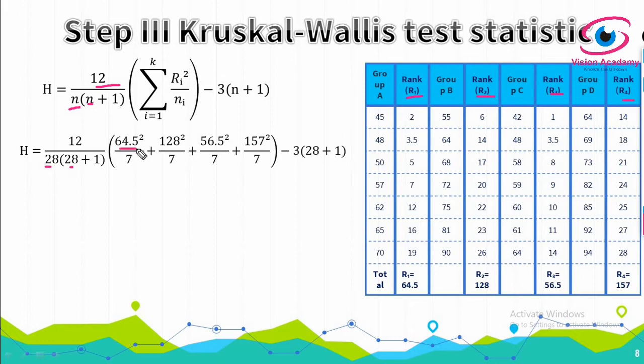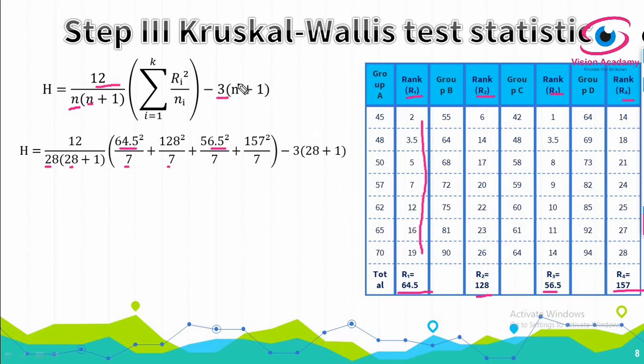So rank of 1 is 64.5. Here this is 64.5, which I have squared, and in the denominator 7, because we have 7 samples in the first group. In all the groups we have 7 samples. There is no unequal sample size in this case. In the second group, rank 128, squared, in the denominator also 7, because of ni, the number of samples. In the third group the rank is 56.5, also squared, in the denominator 7, and lastly 157 squared in the denominator 7.